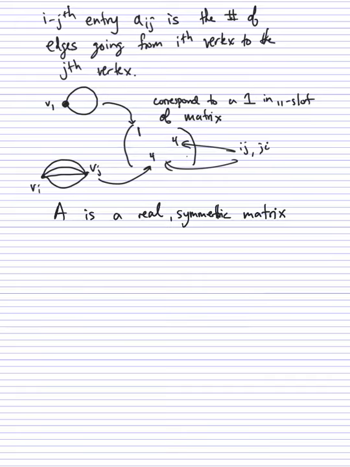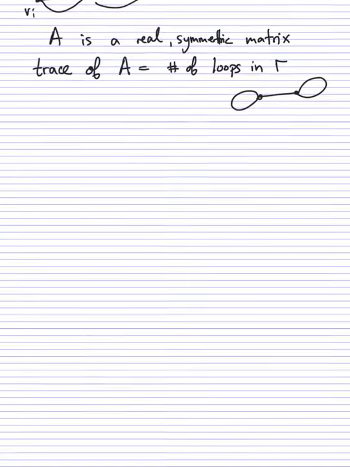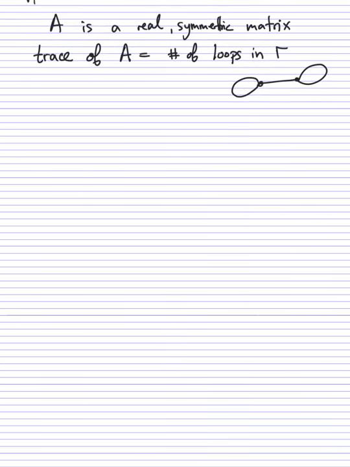Let me just remark at this point that the trace of A is the sum of the terms down the diagonal. The diagonal terms correspond to loops, so this is just the number of loops in the graph gamma. If you saw a graph that looked something like this, you would have a trace of 2. We saw a little bit of this at the end of the last video.